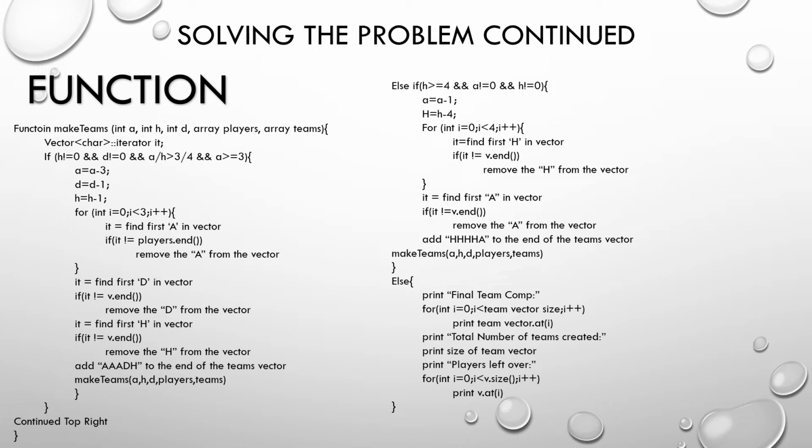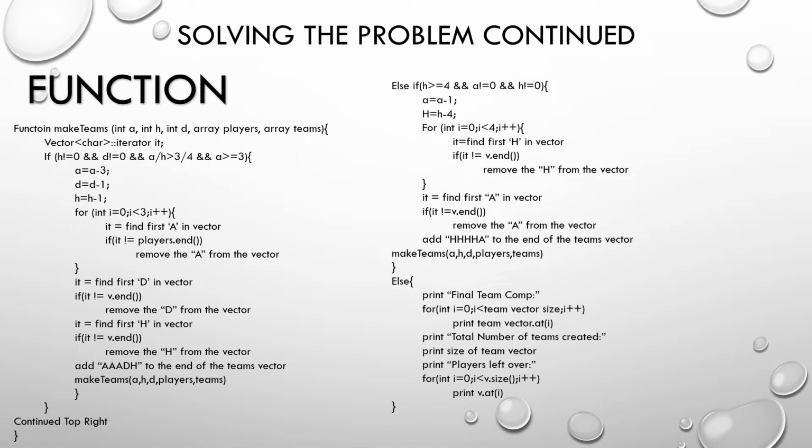And if A is 0, this won't run because it would not be greater than 3 over 4. So we want to run it in that scenario, and we'd have A minus 3 because we want to get rid of 3 attackers. We'd have D minus 1 because we want to get rid of 1 defender, and H minus 1 because we want to get rid of 1 of the healers. And then we want to drop those from the players vector. So we use the for loop.